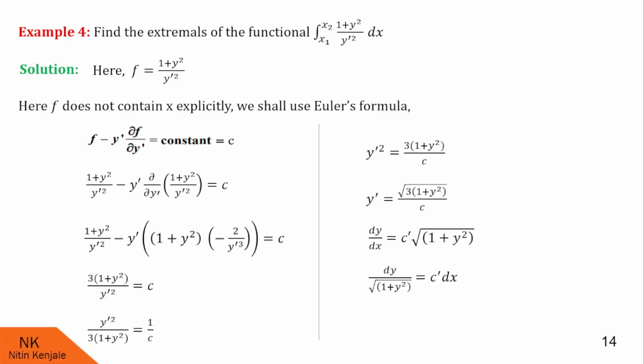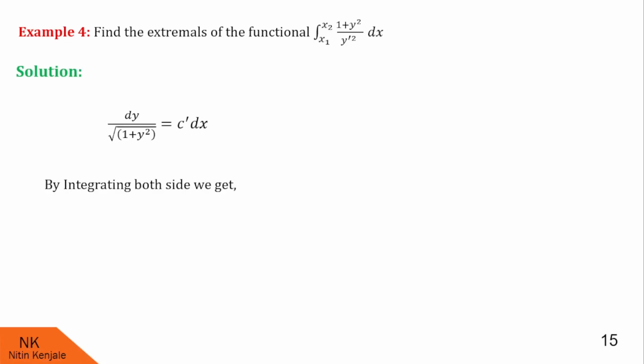Now let us solve this. We integrate both sides. The integration of 1 upon the square root of (1 plus y square) dy is sinh inverse y. The integration of c dash is c dash x plus the integration constant c double dash. Now to get the value of y from this equation, I will take sinh to the other side. So we get y is equal to sinh of (c dash x plus c double dash). This is the required extremal for the given functional.